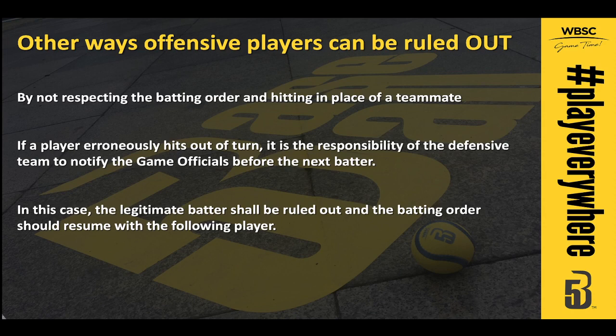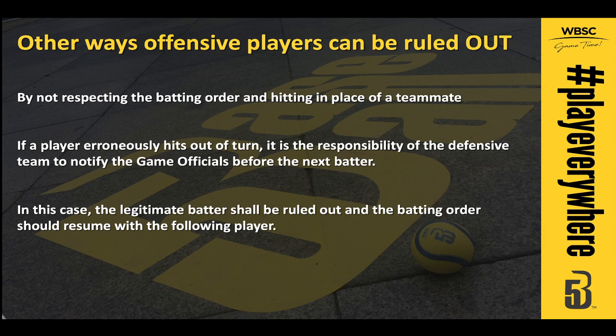Still more ways that outs can be recorded. One is if a team fails to respect the batting order, if they hit out of turn. If a team hits out of turn, though, it's not an automatic out. It's the responsibility of the defensive team to notify the game officials before the next batter enters the batter's box. If the defensive team doesn't report it, no action will be taken by the game officials.